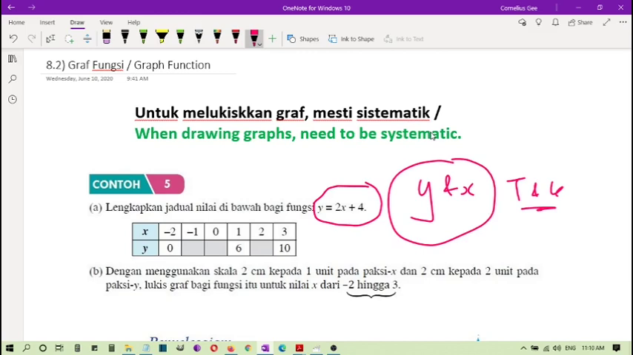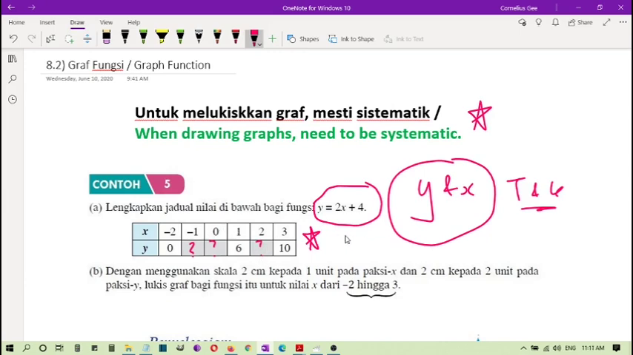Graph is a very easy topic. You just need to be systematic. Okay, what is being systematic? Systematic means, let's look at example 5 here. You're given a function y equals 2x plus 4, and you're given a table here. This table basically wants you to calculate the value of y when x is equal to 0.